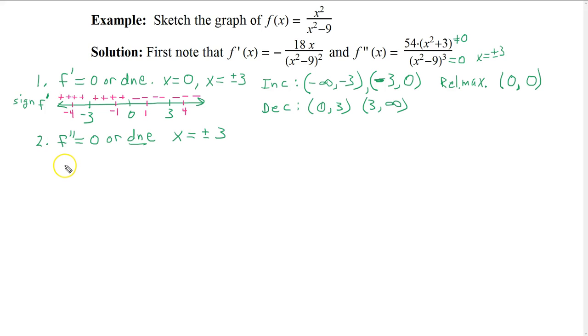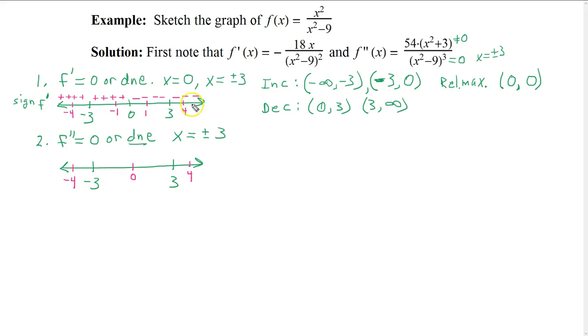So let's do our sign pattern now for the second derivative, and we'll determine where the original function is concave up and down. And we'll pick some test points like 0 is a nice convenient number, 4 and -4. Notice how I try to keep the sign of the first derivative and the sign of the second derivative number lines lined up. So that way it makes it a little easier to graph the function.